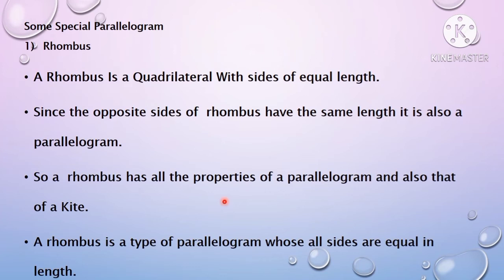The last point: a rhombus is a type of parallelogram whose all sides are equal in length. A rhombus is a quadrilateral, a rhombus is a parallelogram, a rhombus is a kite with all the sides of equal length. For a kite, mainly the two opposite sides will have equal length. Do you remember, children, the property of a kite?